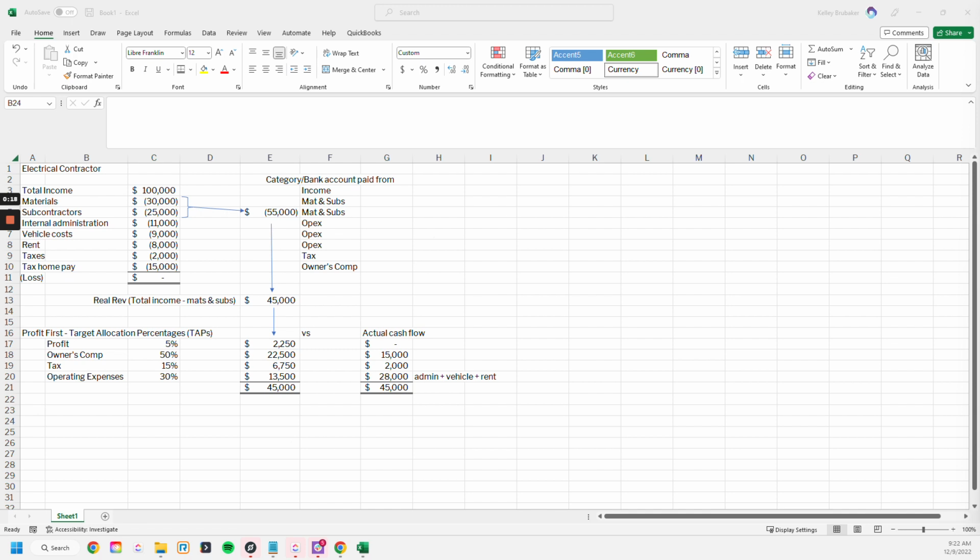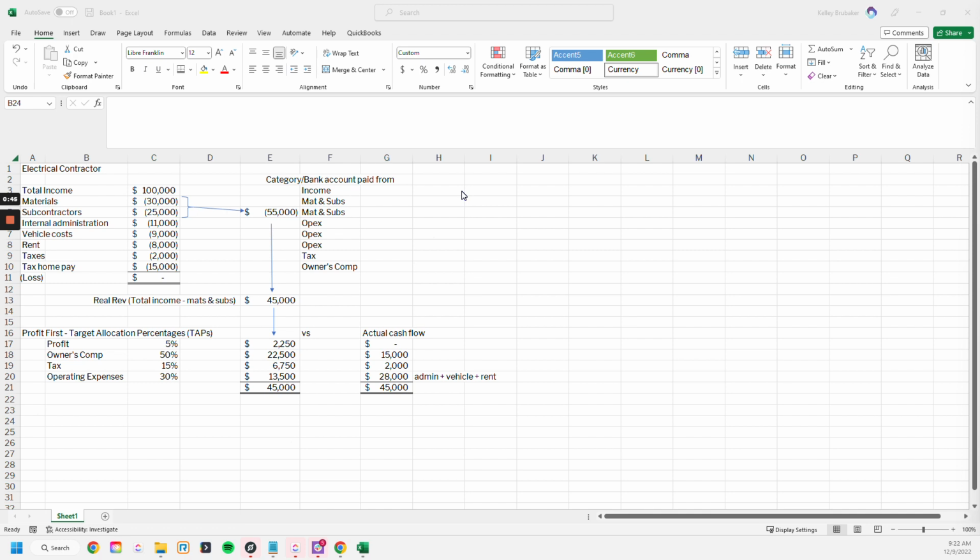So, okay, let's look at an electrical contractor. For this example, let's use simple round numbers and say that the contractor has $100,000 in total income. Then they spend $30,000 in materials, which would be for their covers and outlets and stuff like that. $25,000 on subcontractors, which they would hire other electricians for certain projects for a variety of reasons.